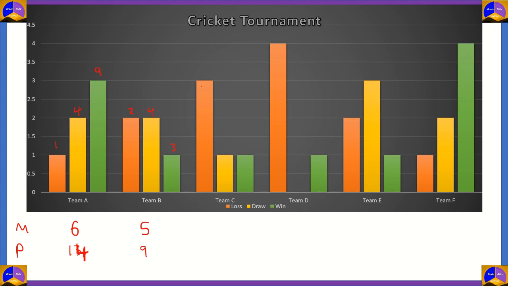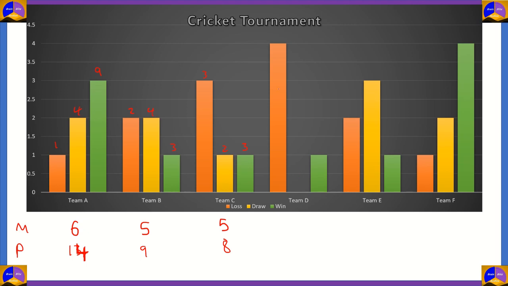Next, for Team C, they played 3 matches. They lost 3 matches, so 3 points. They drew 1 match, so that gives them 2 points. And they won a match, and that gives them 3 points. 3 plus 3 is 6. 6 plus 2 is 8. So they played 5 matches, and they got 8 points.